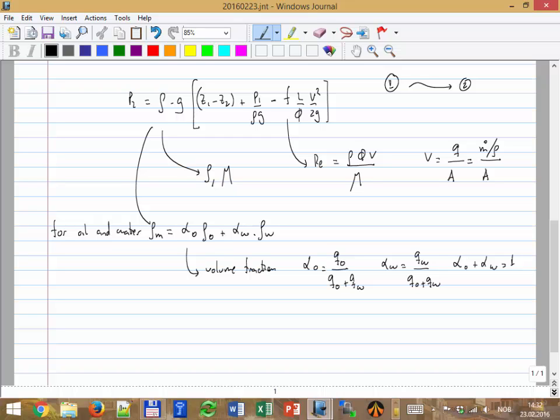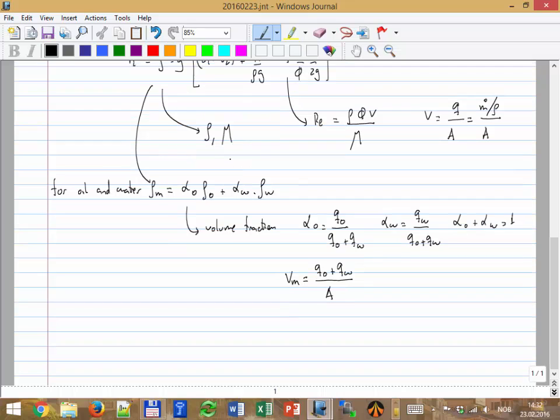But that's not the only thing that we have to change. Now we also have a mixture velocity. We're assuming that both of them go at the same velocity. So how do I calculate the velocity? The velocity of the mixture is equal to the sum of the local volume rates of oil plus water divided by the area. That's how I get the velocity of my mixture. Now there is one big thing that we have to find out what to do with, and it's the viscosity.